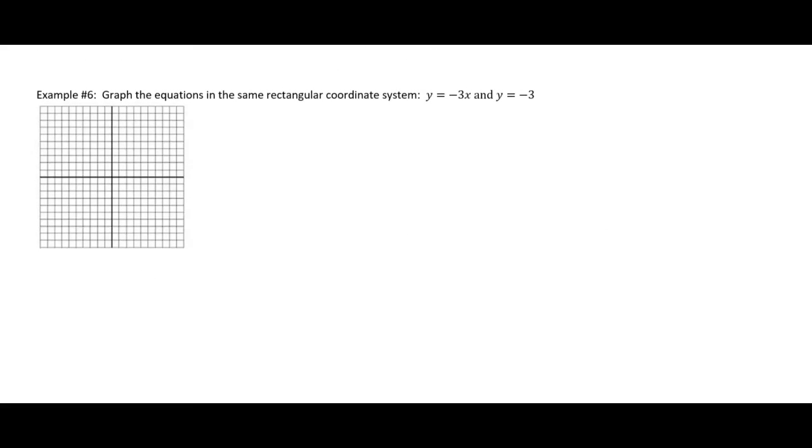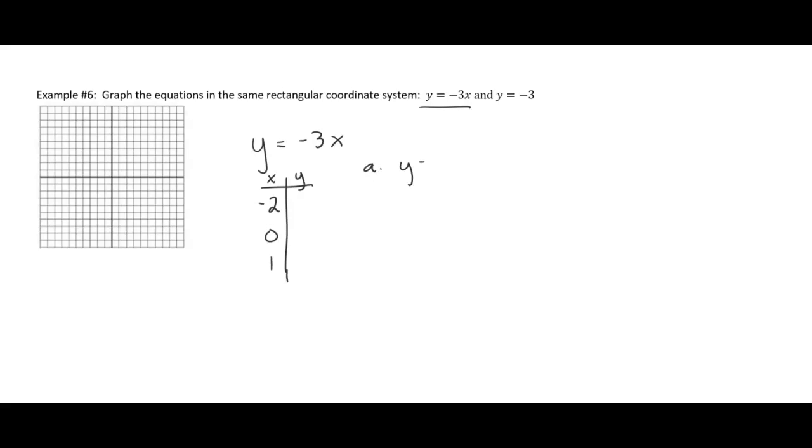Graph the equations in the same rectangular coordinate system. Okay, so they're making a point here. On the first equation, you have y equals negative 3x. Now, that has both a y term and an x term, so this is going to be a line. We're going to make a table of values because so far that's really all we know how to do. And we'll just put in some numbers, negative 2, 0, 1. Those will be adequate. So I'm going to find those three ordered pairs.